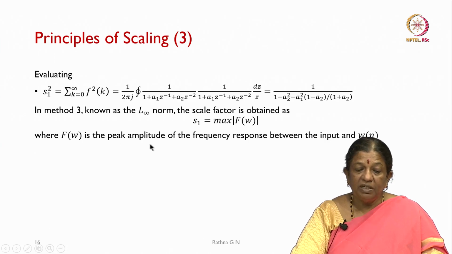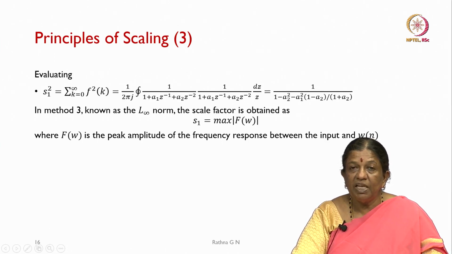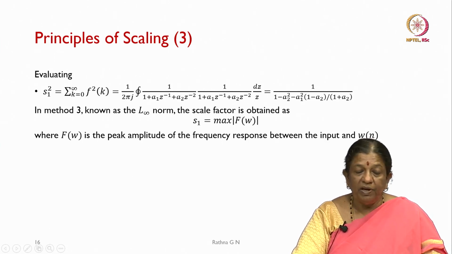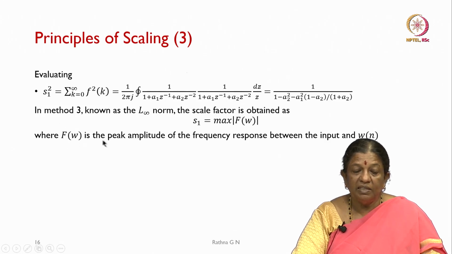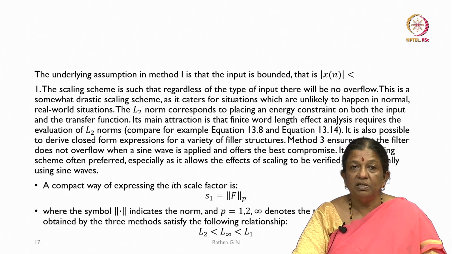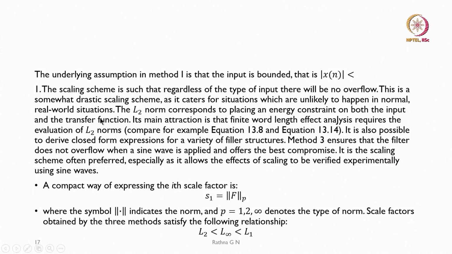So, in method 3 we calculate the peak amplitude of the frequency response between the input and W of n. That is, we will be taking the Fourier transform and then the peak amplitude, whatever it has. We will be giving that as our scaling factor. So, these are the underlying methods we have.